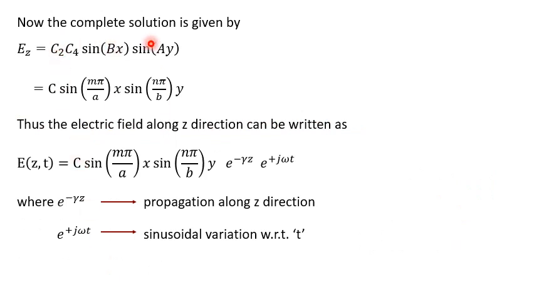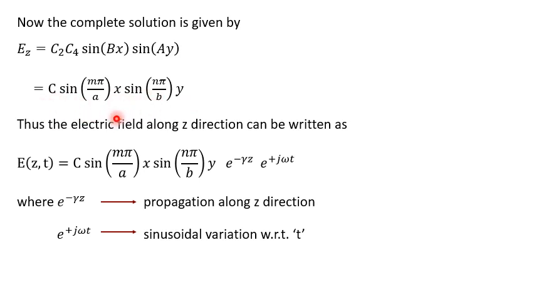Now the complete solution is given by Ez is equal to C2 C4 sin Bx into sin Ay. Now you know what B and A are. Since C2 and C4 are both constants, you can replace them by a single constant C. So the solution is now given as C into sine of m pi by a x into sine ay, where A is n pi by b into y. So this is the magnitude component.